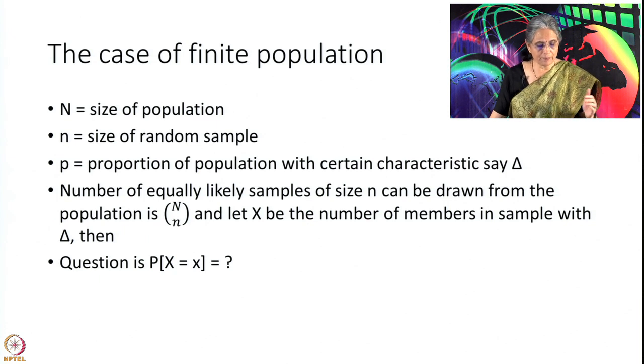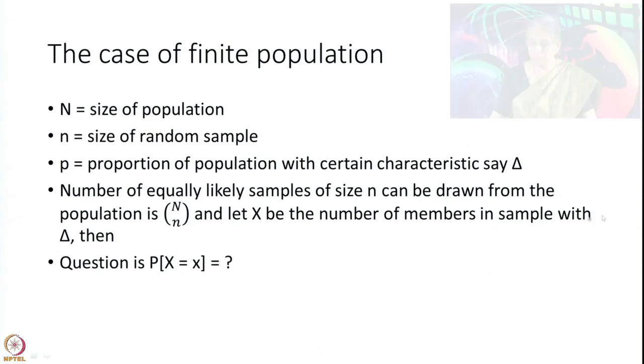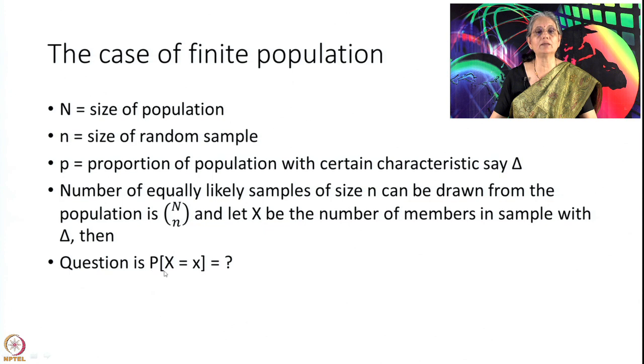The number of equally likely samples of size n that can be drawn from the population is obviously capital N choose small n. And let capital X be the number of members in the sample with the characteristic delta. The question we are trying to answer is, what is the probability that capital X takes a value small x? What is the probability that X is equal to small x?